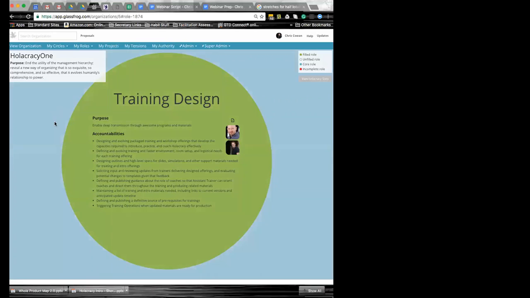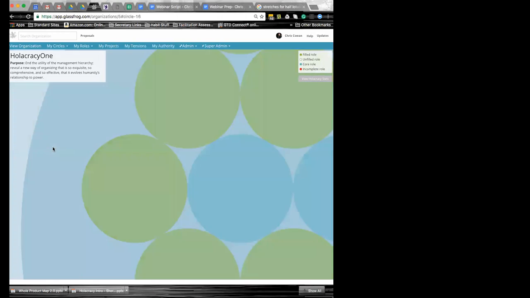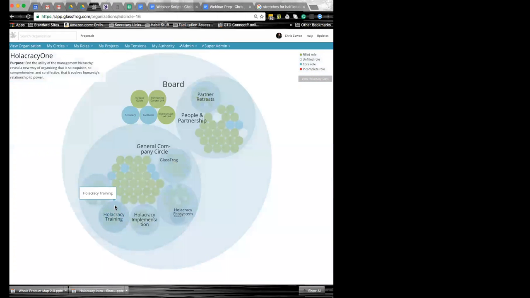So again, anyone else in this circle can rely on me to take projects. I have a duty to track those projects. If people ask me what my next actions are or what I am working on to energize, let's say, this accountability, define and publishing a definitive source of prerequisites, I have a duty to respond and process that request within my team. So that's how the work looks from a team perspective.